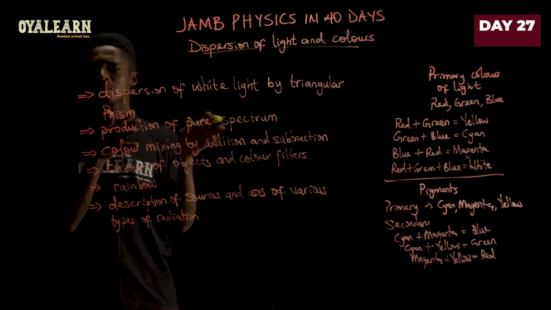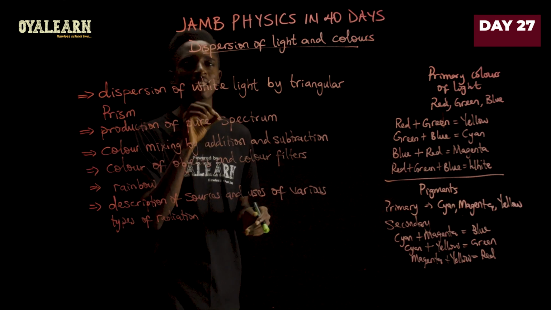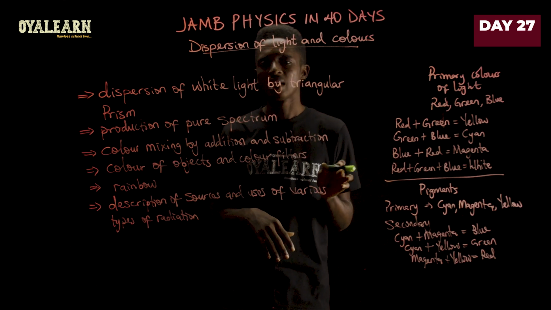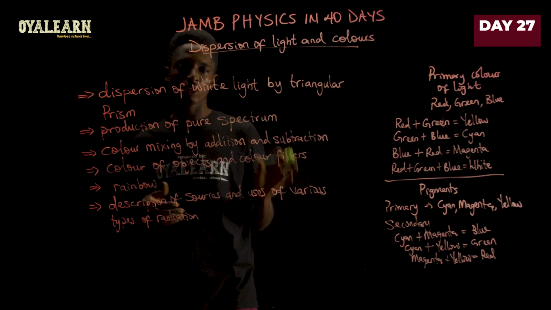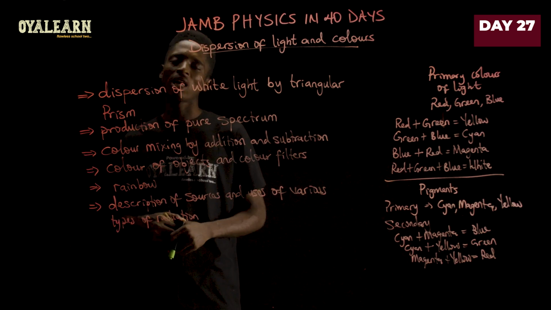Now, to go to the business of what we have for day 27, the topic we're looking at today is dispersion of light and colors. This is also under the study of waves, but we are taking it a little further this time around.